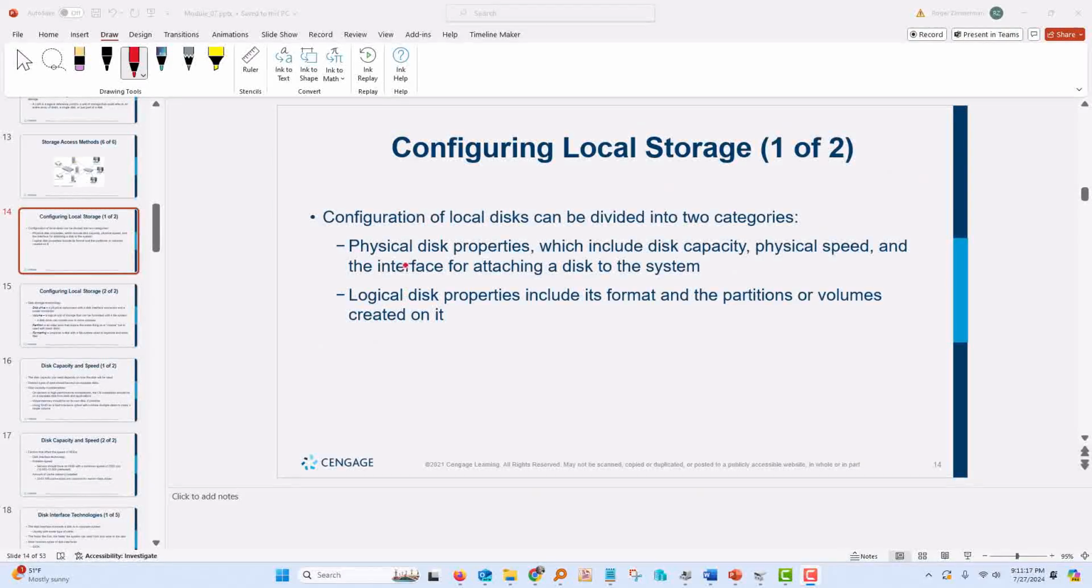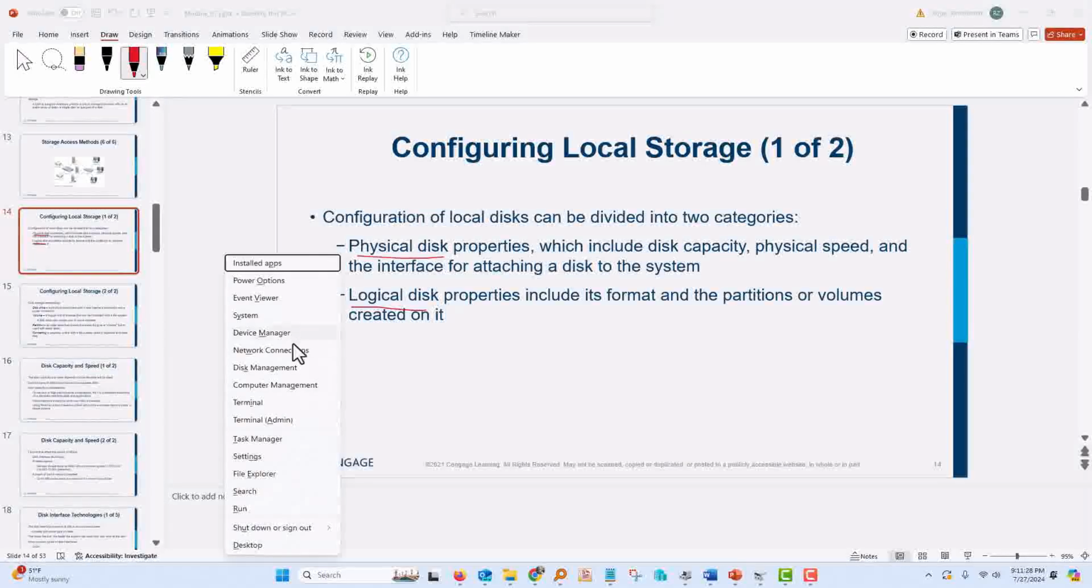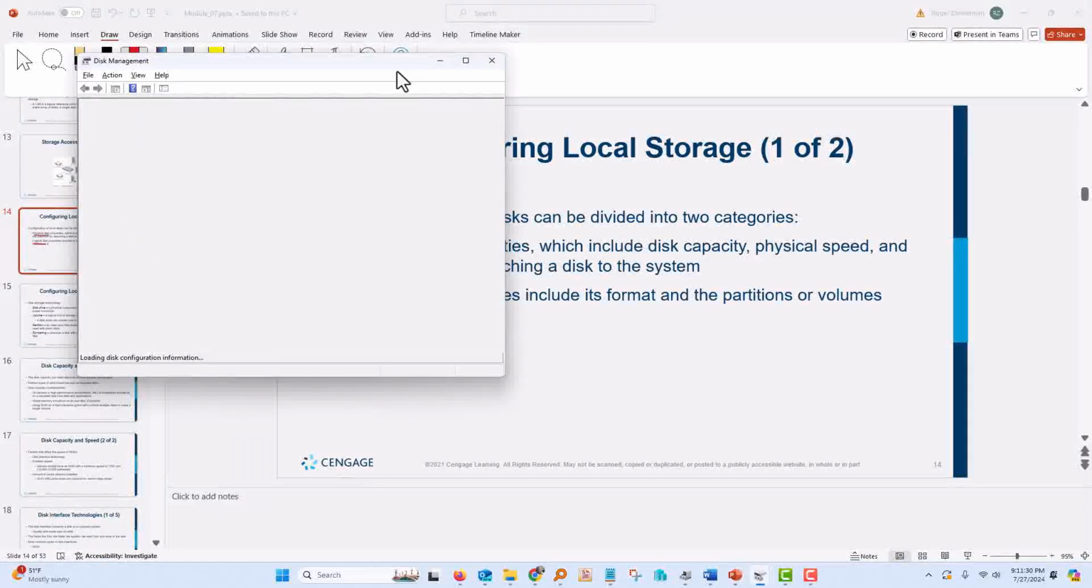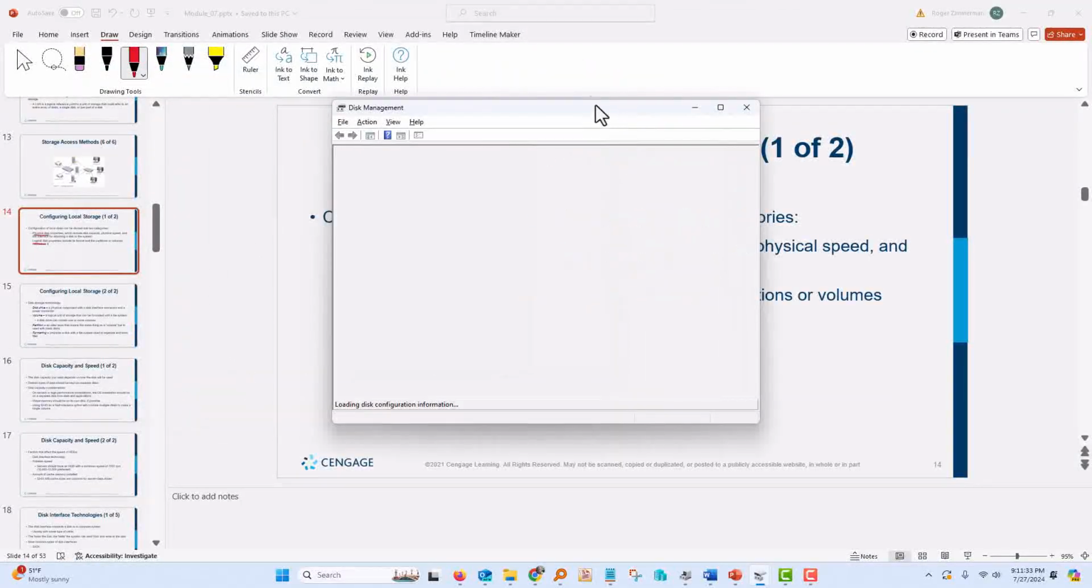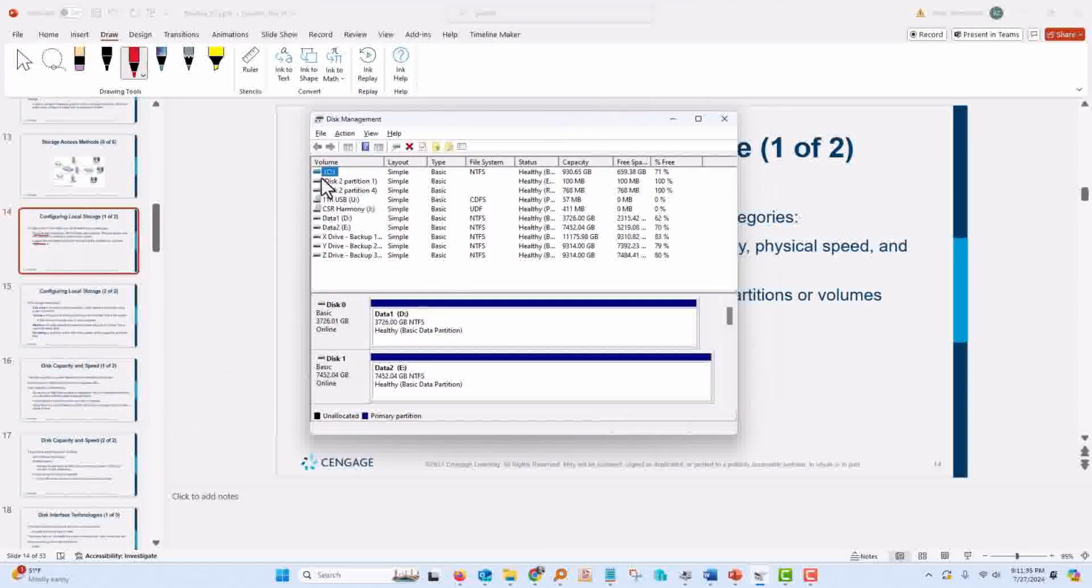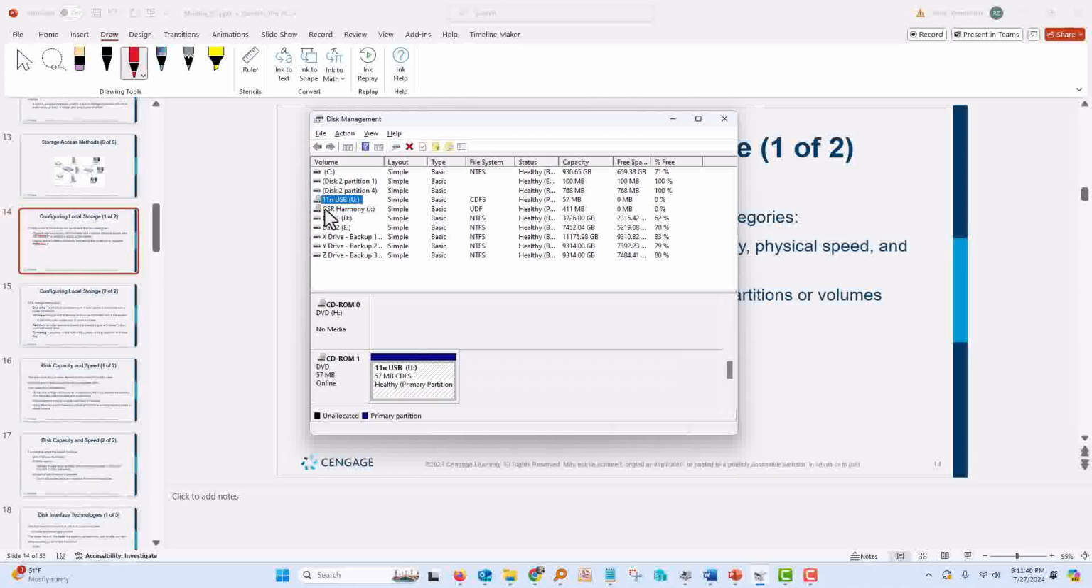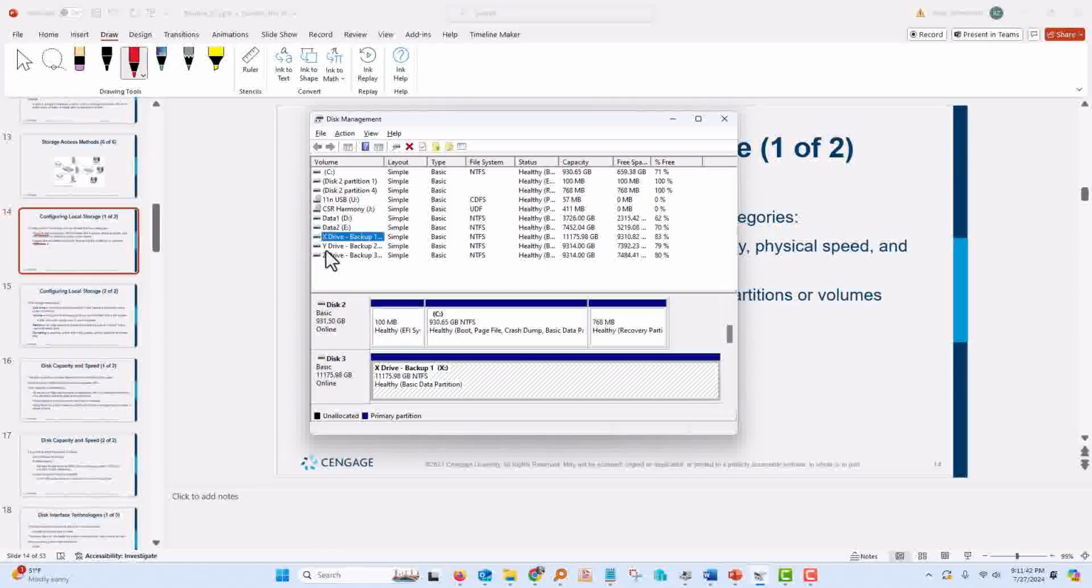First of all, we need to make a distinction between physical disks and logical disks. So let's take a look at those actually on my disk manager. I'm going to open disk manager here, and you'll be able to see my drives when this opens. What you're looking at up here at the top are all of my logical disks. You can see several of them up here.